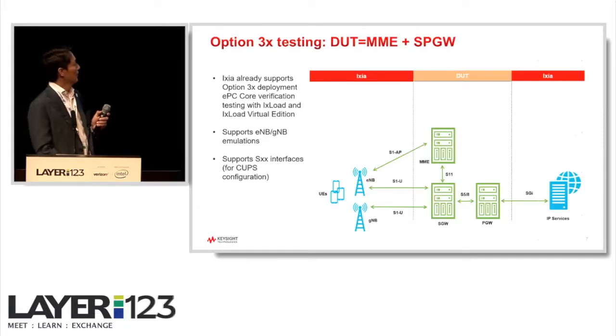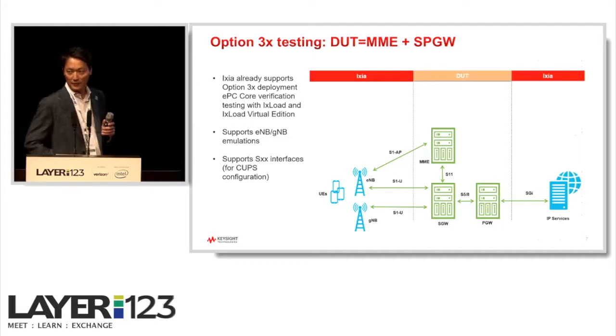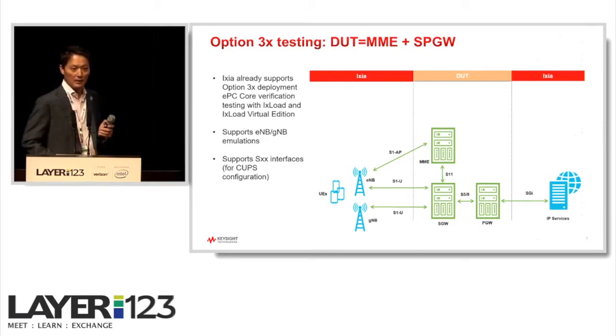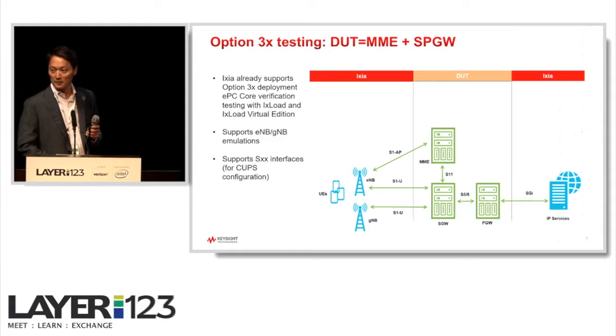Okay. So how do they, when they implement this, how do they actually test this out? So in our product portfolio, there's a long, very well-known product called IXLoad. This comes both in physical form and also a virtual edition. Okay, so they can run as VMs.